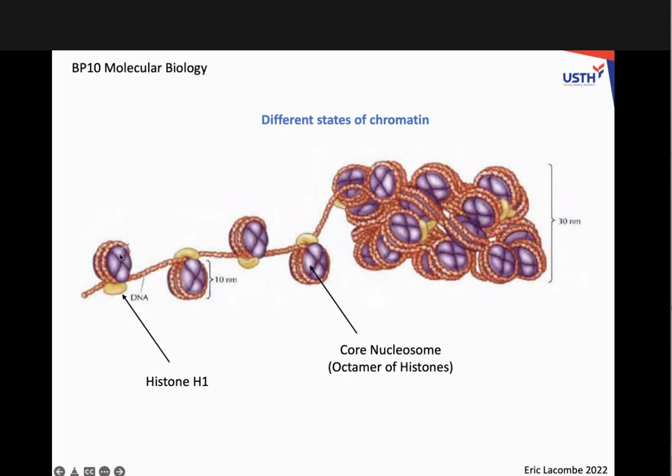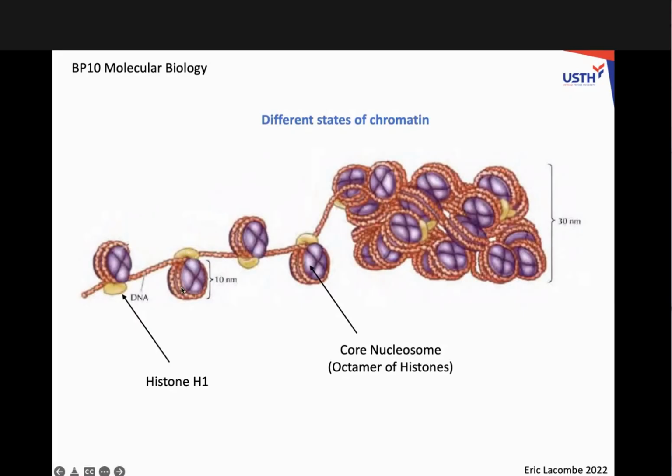What I want to show you here is only the proteic partner. So we have in purple here what we call the core nucleosome. It's an octameric complex, so 8 monomers of histones. We're going to see that in detail. And then there is another histone, which is called H1, which is not part of the core nucleosome, but which is linking the two rounds of DNA, because there are 2 rounds of DNA around the core nucleosome.